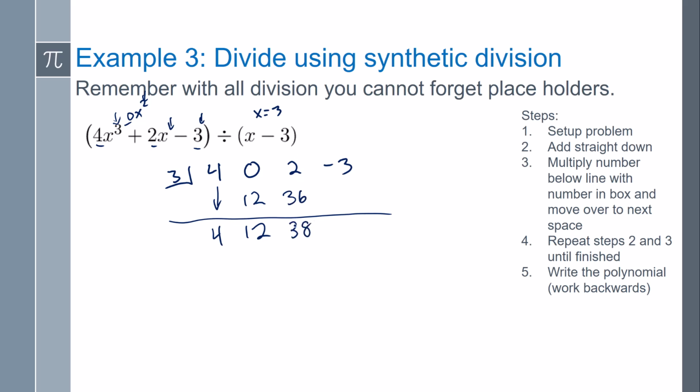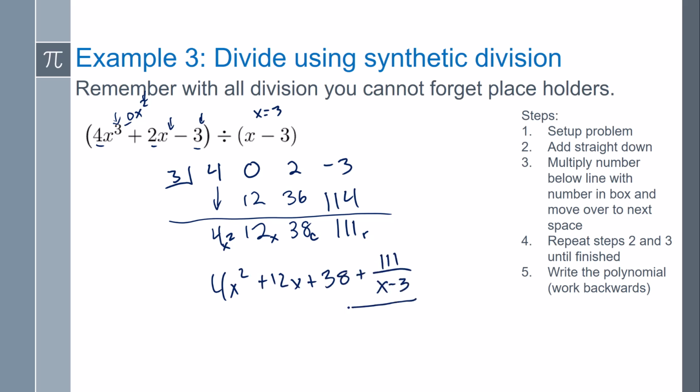38 times 3 is 114. Add straight down. So working backwards, this is your remainder, constant, x squared. So 4x squared plus 12x plus 38 plus 111 over x minus 3. And we can kind of check, because the degree is 3, it went down 1 degree. It's kind of a way to check if you wrote it correctly.